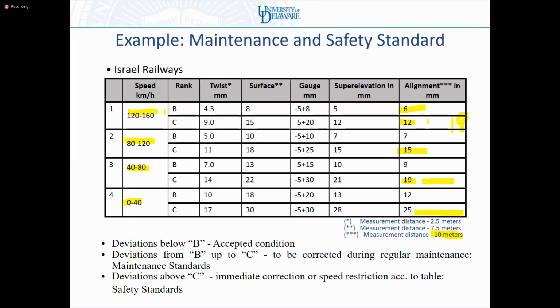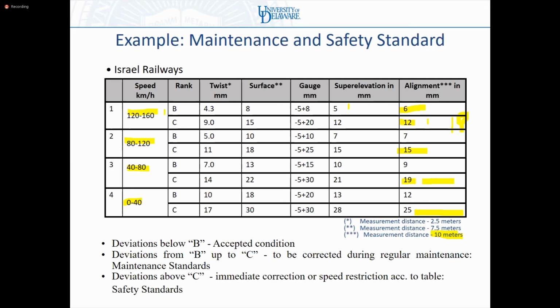And if it was 26, I'd have to stop my train. If I had 26 millimeter alignment variation, I have to stop my trains, because at this point in time I don't have any standards that I'm allowed to operate in. And the same principle holds for twist, surface, gauge, super elevation, everything there.